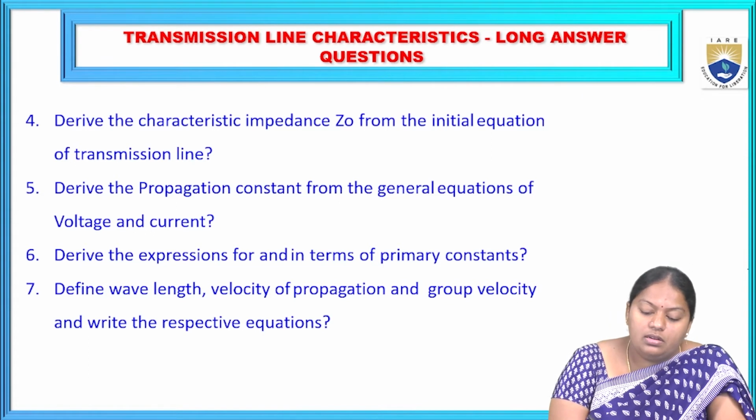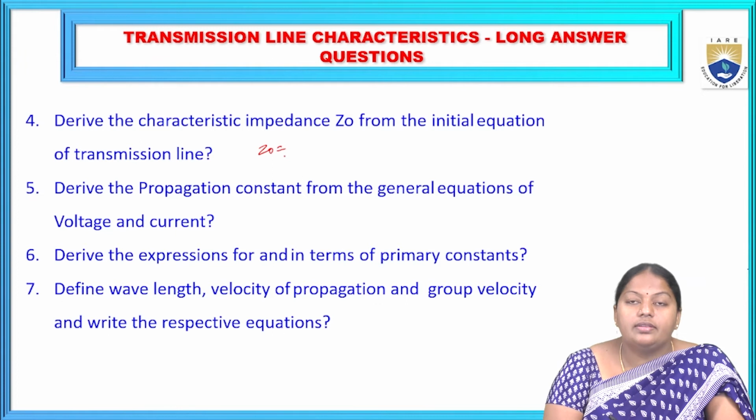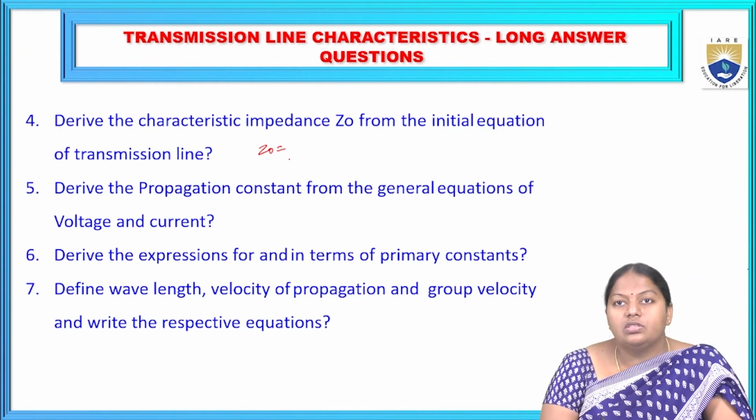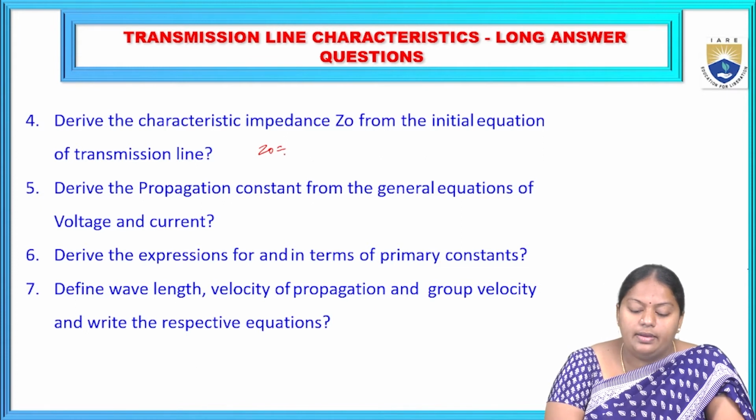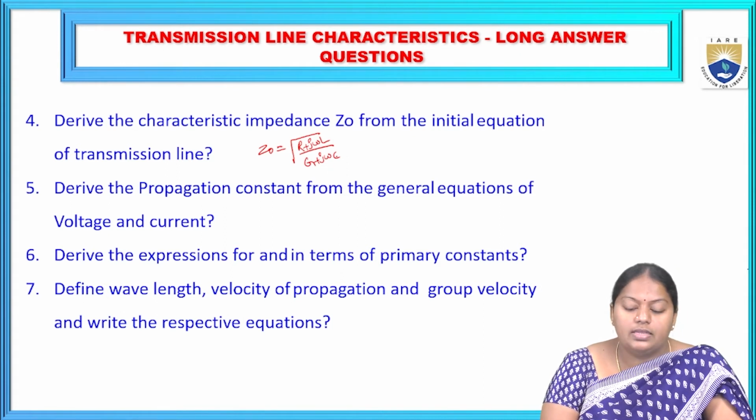So to derive the characteristic impedance of a transmission line Z0, we should write the equation for this Z0 in terms of all the primary constants of a transmission line. So this can be considered as the root over R plus j omega L by G plus j omega C. So it includes all the primary constants of a transmission line as R, L, G, C, and along with the operating frequency of a transmission line, that is, it includes omega.